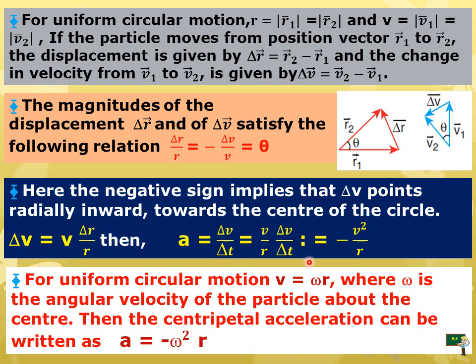So for uniform circular motion, v is equal to omega into r, where omega is the angular velocity of the particle about the center. Then the centripetal acceleration can be written as a is equal to minus omega square into r.